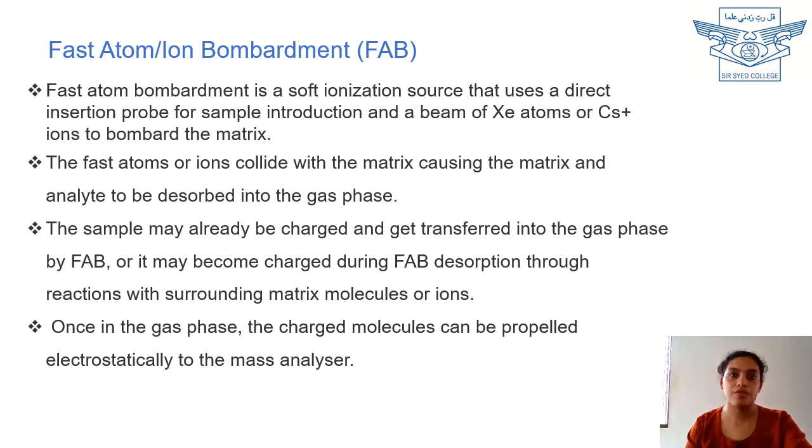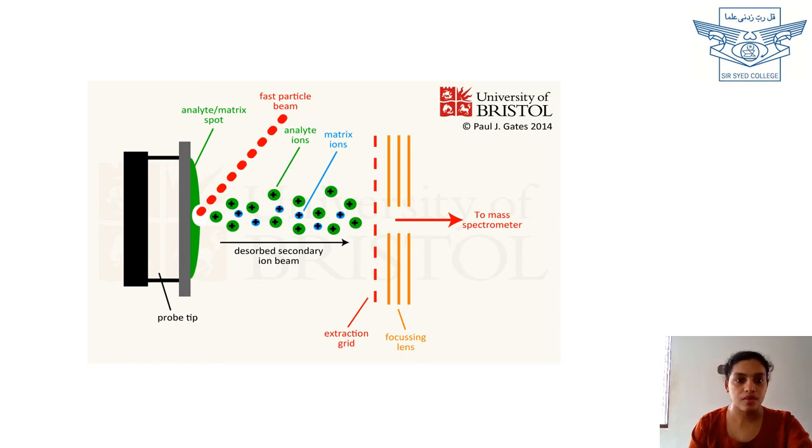And when you come to FAB, the difference is that instead of lasers we are using high energy atom bombardment. Normally noble gases are used. Argon and xenon are the common choices, and everything else is the same, as we can depict here. Here fast particle beams are coming, and the green spheres are the analyte ions, and matrix ions are shown in blue spheres, and both are formed here.